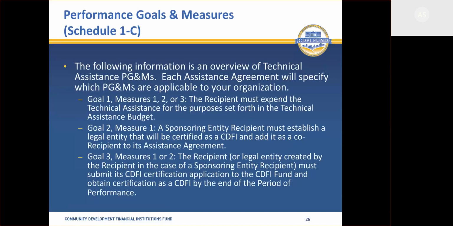There are 2 components to this. The first is that you must spend 90% of what you requested as the initial payment in the first 12 months, and then you must spend the entire award. For most of our CDFI recipients, that's $125,000. For most of our NACA recipients, it's $150,000. That you must spend that entire award within the whole period of performance.